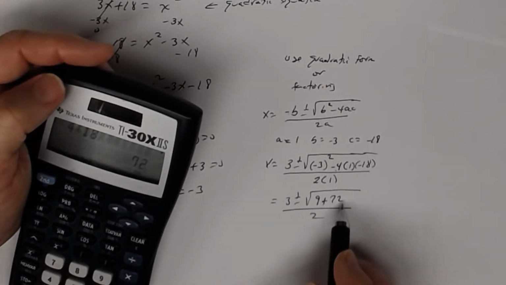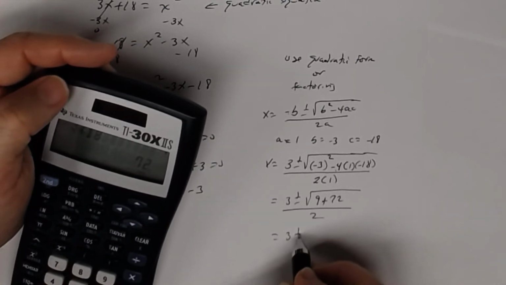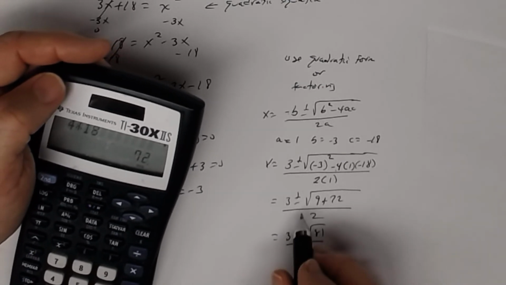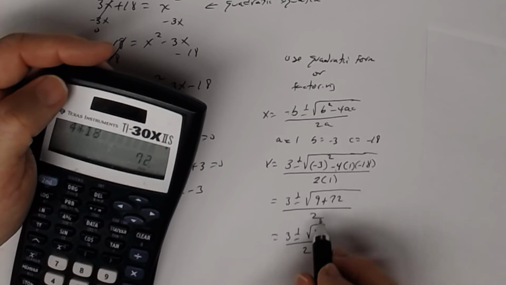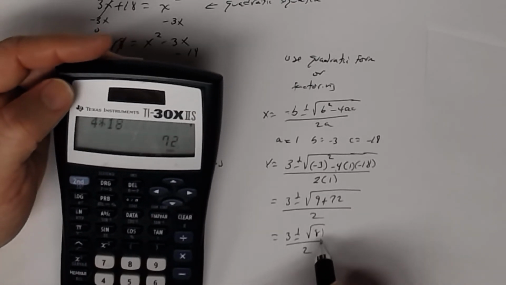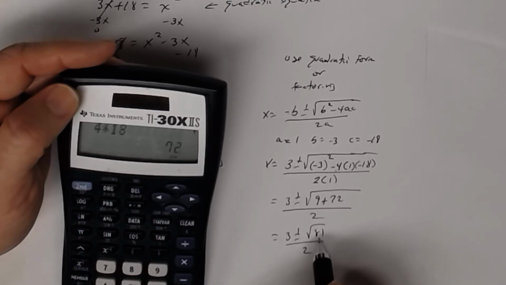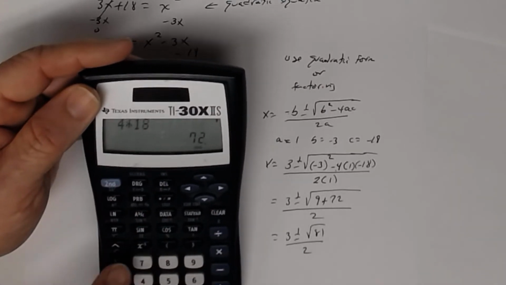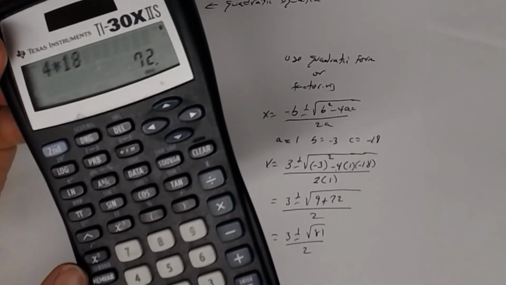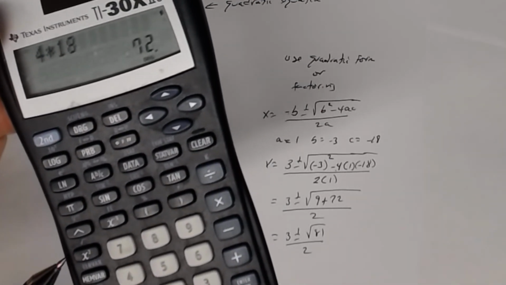Now 72 plus 9 is 81, right? So I get the square root of 81 divided by 2. So 3 plus or minus the square root of 81 divided by 2. You have to remember 81 is a perfect square, so the square root of 81 is 9. Just to show you, the square root button is right here. See right here?